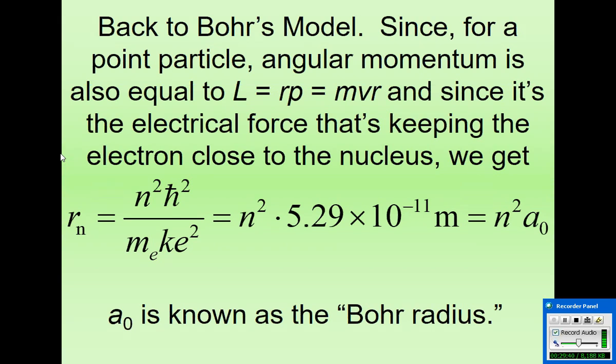The expression h bar squared over m k e squared, those are all constants, and when you calculate that formula, you get that all those constants combined together to create the quantity 5.29 times 10 to the negative 11 meters. In the Bohr model of hydrogen, the smallest value of n is 1, and so Bohr said the radius of the n equals 1 orbit is 5.29 times 10 to the negative 11 meters. And that quantity is called the Bohr radius of hydrogen. Any subsequent radius is equal to n squared times the Bohr radius.